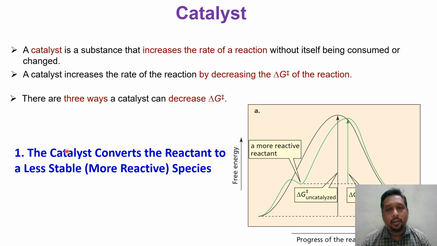The catalyst converts the reactant to a less stable or more reactive species. You can see it from a potential energy diagram through progress of reaction and free energy. The black color represents an uncatalyzed reaction, whereas the green color represents the catalyzed reaction. So, if you look, a catalyzed reaction converts the substrate to a less stable or more reactive species, then it can convert into product. Thereby, the energy of activation has been decreased from uncatalyzed reaction to a catalyzed reaction.